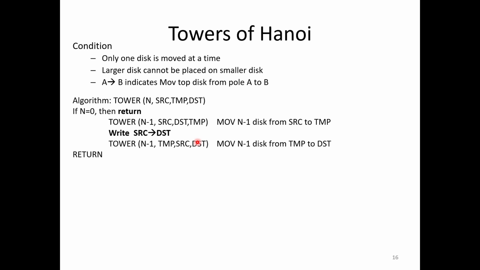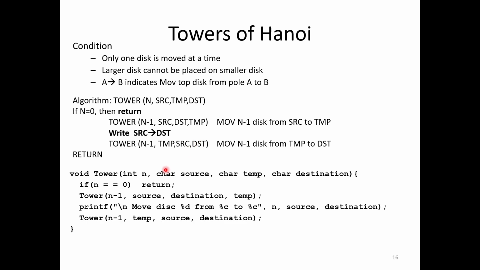Write it. This is a C program. If n is not equal to 0, call TowerOfHanoi, n minus 1, source, destination, temp. Okay, you print from where you took, source, to where you moved, destination, the pole number. Then those n minus 1 disks you have to move from temporary to destination, taking source as a temporary. We'll see how this is done in simulation form.